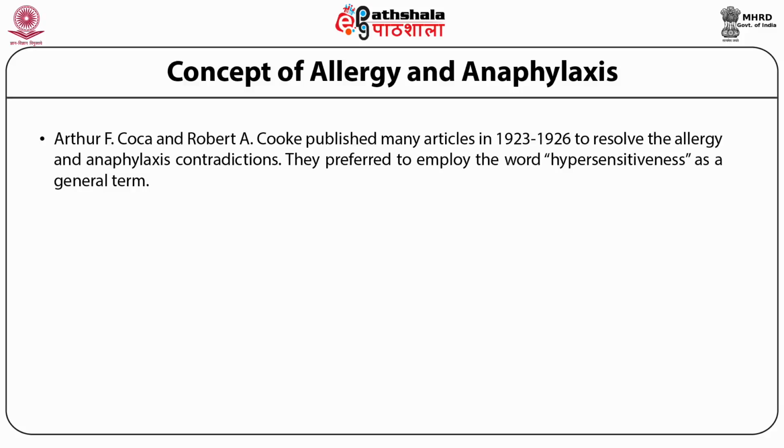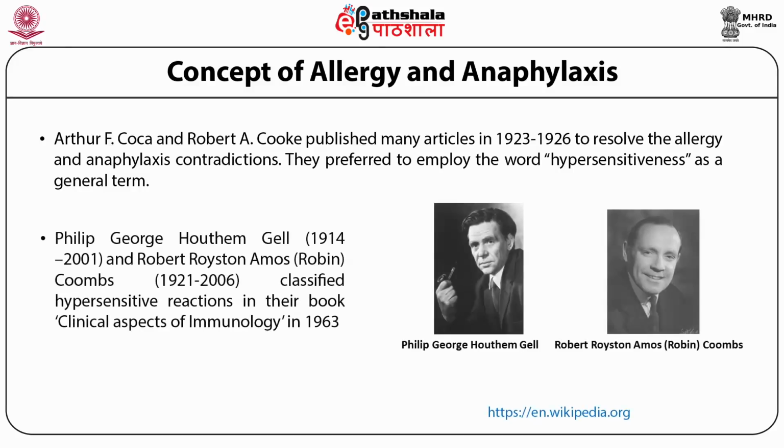They divided hypersensitivity into normal type, that is, contact dermatitis, serum sickness, etc., and abnormal type, that is, anaphylaxis, atopy, etc. Later, the medical community began to use allergy for the human perspective and anaphylaxis for experimental animals. There were no significant modifications in the understanding of the idea of allergy until 1963, when Philip George Gell and Robert Royston Coombs classified hypersensitive reactions in their book Clinical Aspects of Immunology.